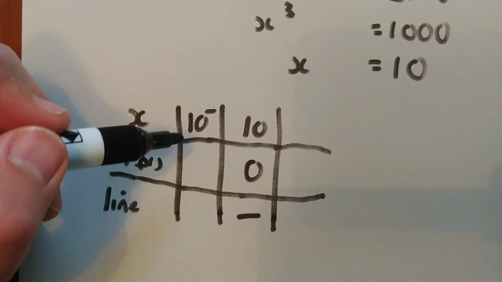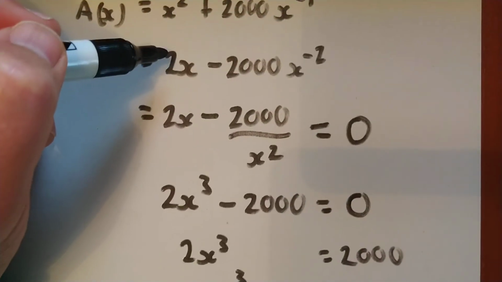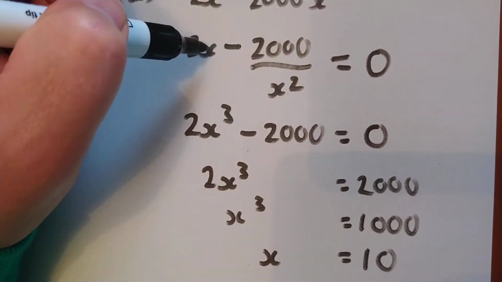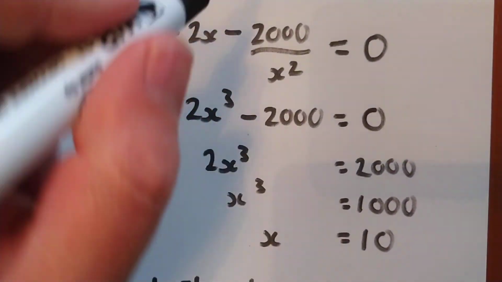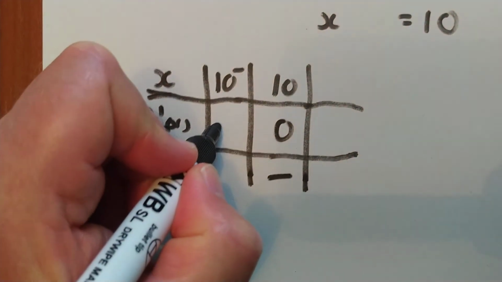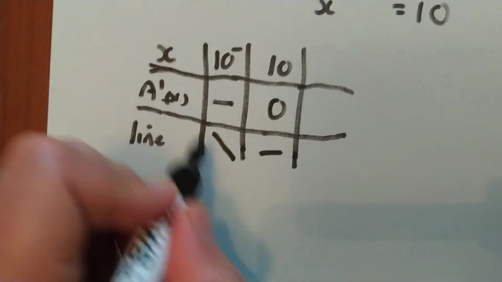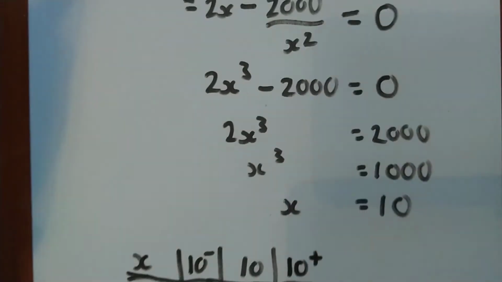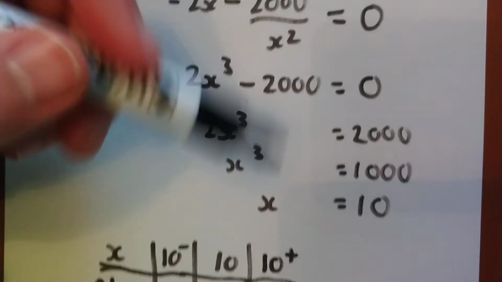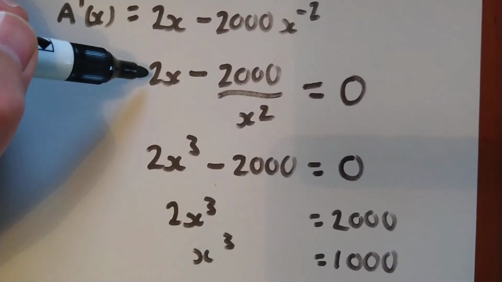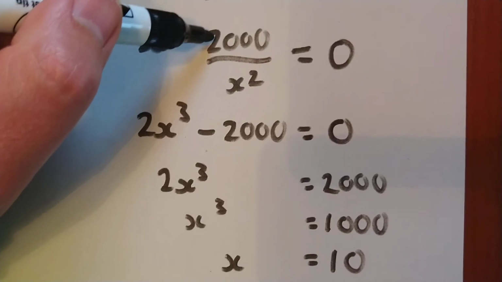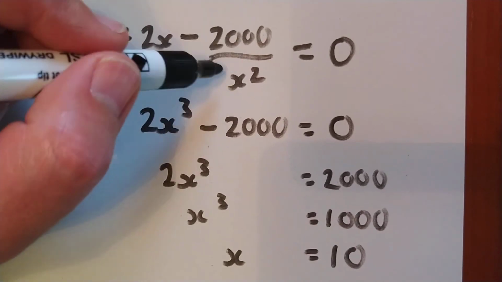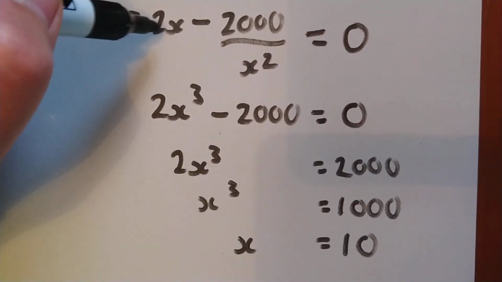So pick a number less than 10. I'll pick 1 because I will be allowed to divide by 1. So 2 times 1 is 2. Take away 2000 over 1 squared. So 2 take away 2000 is definitely going to be negative. So it's a negative 1 here. Just looking good for a minimum value. Pick a number more than 10. I will pick 100. 200. Take away 2000 over 100 squared. Well, 2000 over 100 squared is 0.2, so this is a positive.